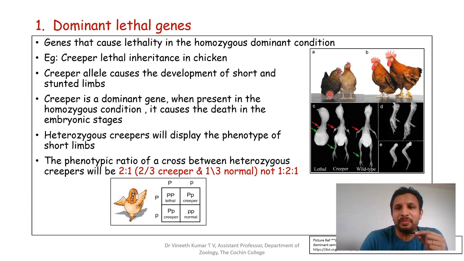So this one is creeper. This is a normal female and this is a normal male. This is a creeper male and this one is a creeper female, and both are heterozygotes because this particular gene expresses only in the heterozygous condition. In the homozygous dominant condition, it will cause lethality. So here the creeper allele causes the development of short and stunted limbs, and creeper is a dominant gene. When present in the homozygous condition, it causes death in the embryonic stages.